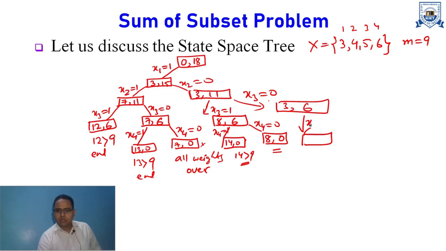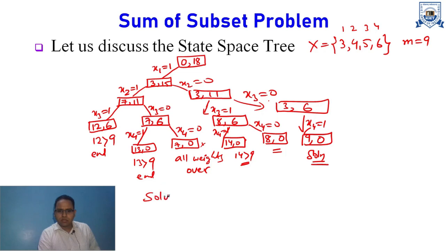Let's include the fourth weight. Fourth weight is 6. What is 6 plus 3? It's 9. So here you can see we got the 9. So this is our first solution. So we got the solution here. What does the solution mean? 1 0 0 1. So you can see the solution that we have got.